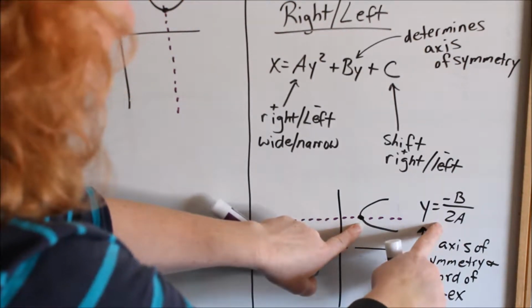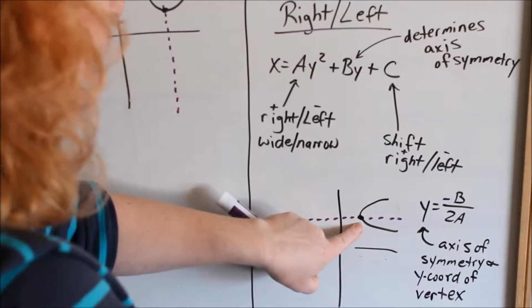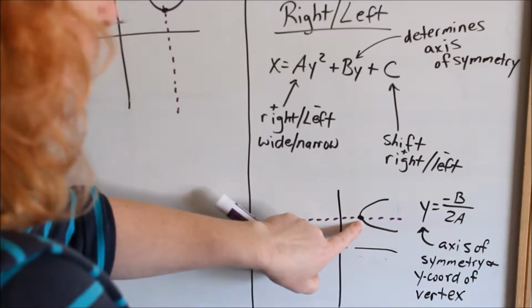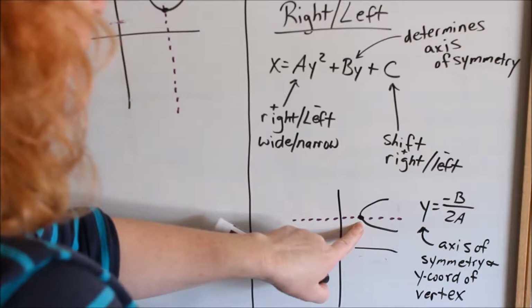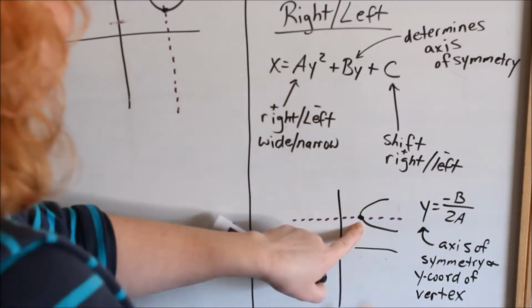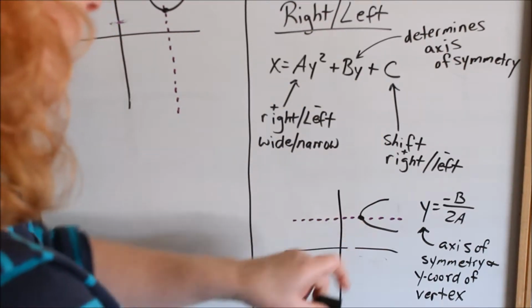Using this formula, this will tell you the y coordinate, and then once you have the y coordinate, you can take that y value, plug it back into your original equation to find the x value, the x coordinate of that vertex.